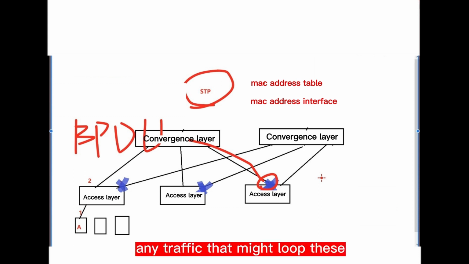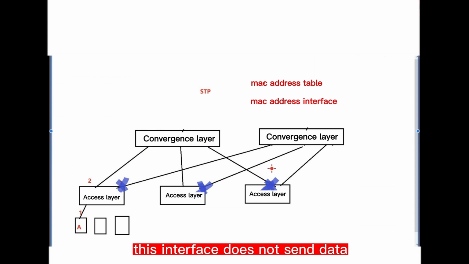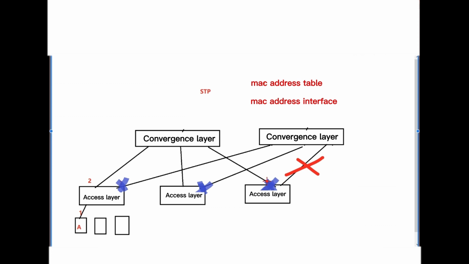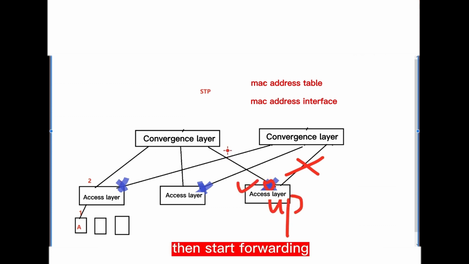Any traffic that might loop is not forwarded, so I can guarantee both. Under normal circumstances, this interface does not send data. It also ensures that if there is a problem with the other line, this interface can automatically come up and then start forwarding. Like a button.